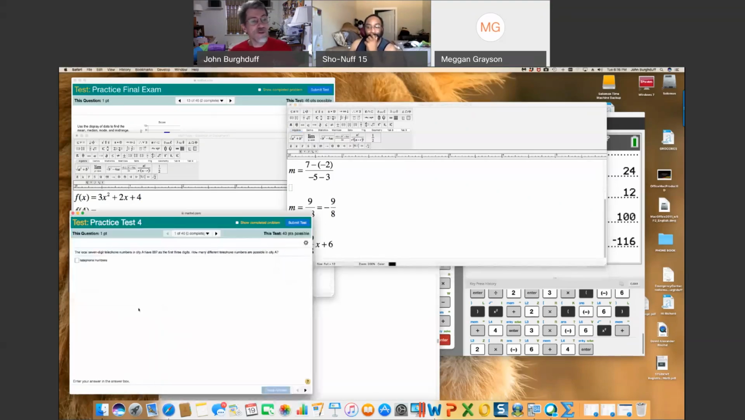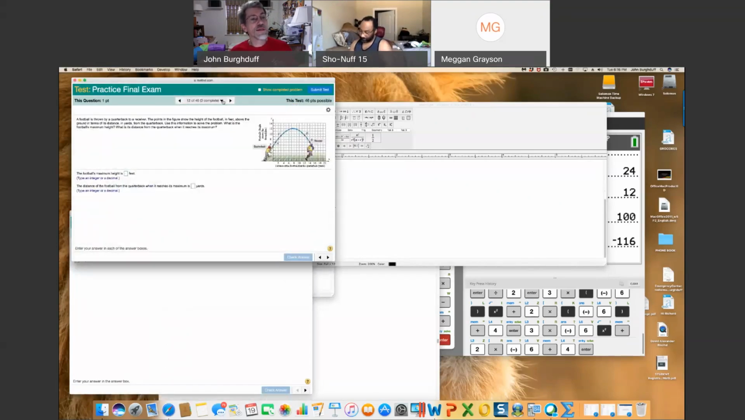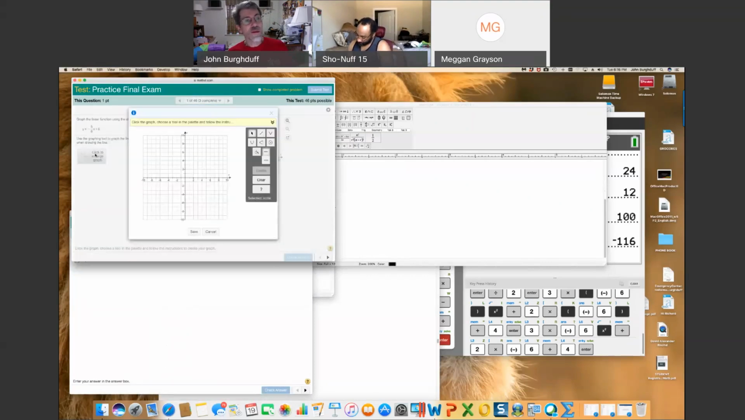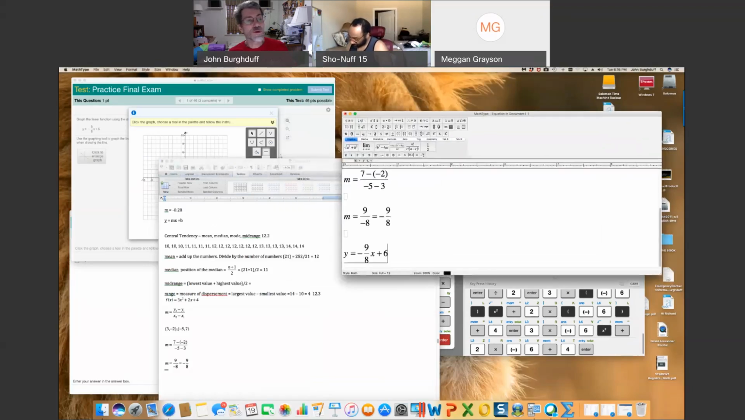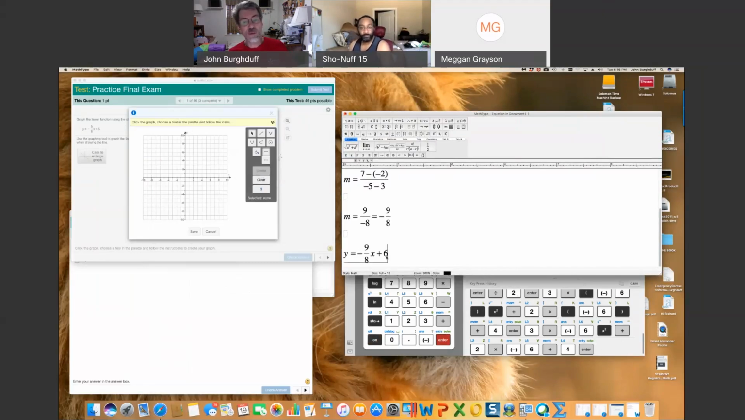Now, if I can get back to one of my nice tables, hold on a second. I'm just using this to get this graph. Okay, I've got too many things open, I can't see. Here we are. So here's the equation I want to look at: y equals negative 9/8 x plus 6. I'm going to try to graph it.